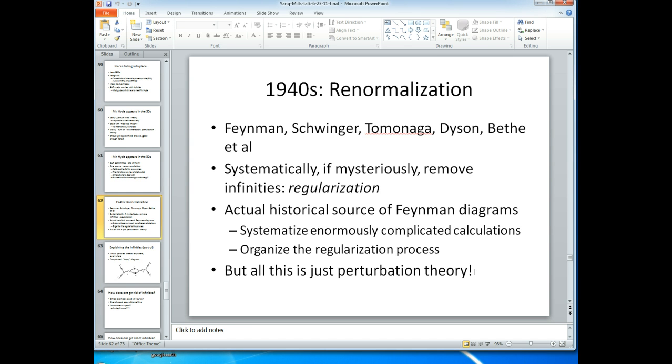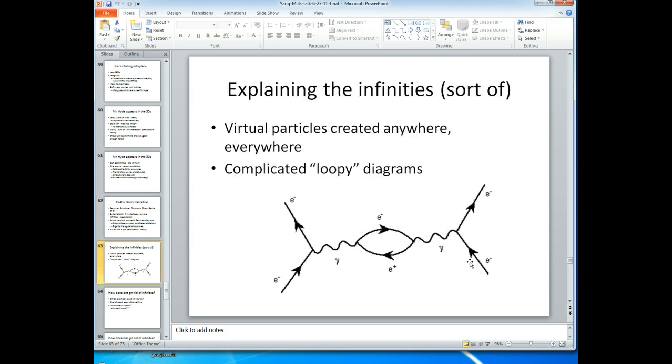But a mathematician's qualm with this is that, okay, that's great. You're doing all this work to get some finite answers, but it's still just for perturbation theory. It's still just approximate. And we'd like to actually have an exact answer without the infinities as well. So Feynman's explanation for this is, again, very much particle-based. Let's go back to this diagram.